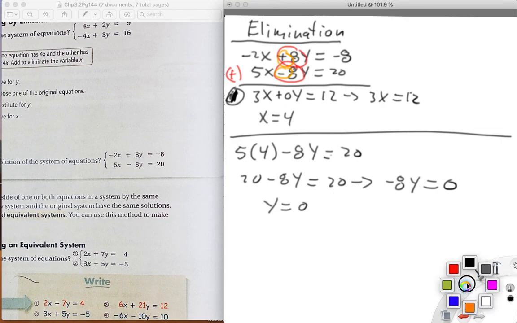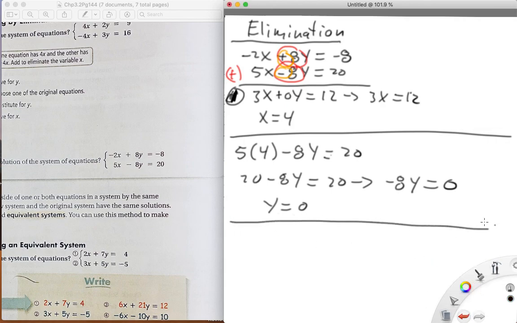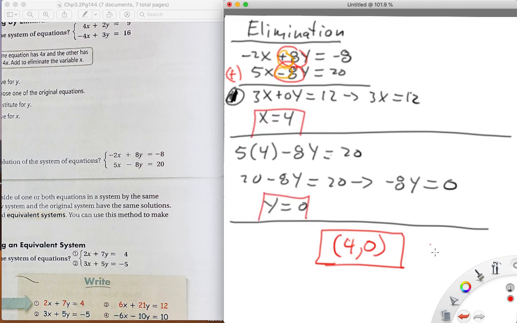So then my solution is going to be the x coordinate and the y coordinate. The x coordinate is 4 and the y coordinate is 0. And my solution will be (4, 0). Here's my x, here's my y.